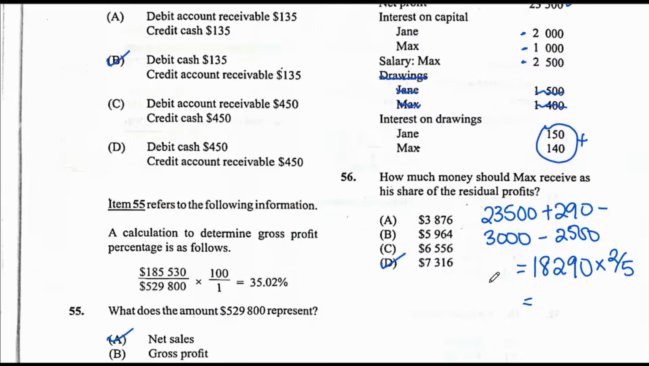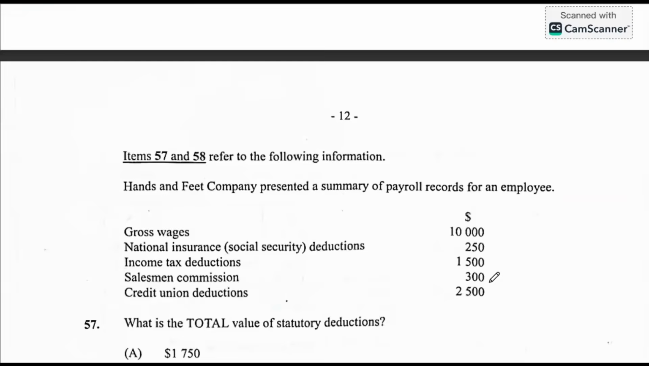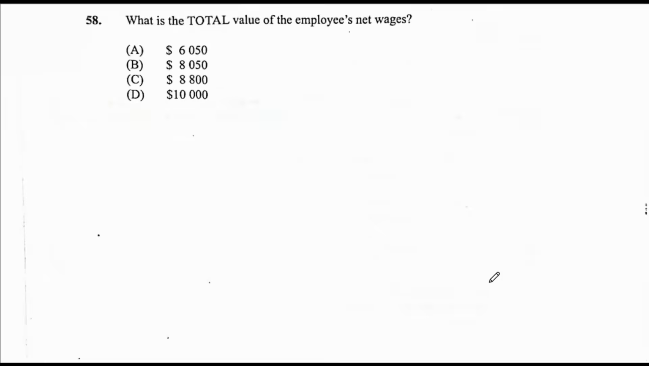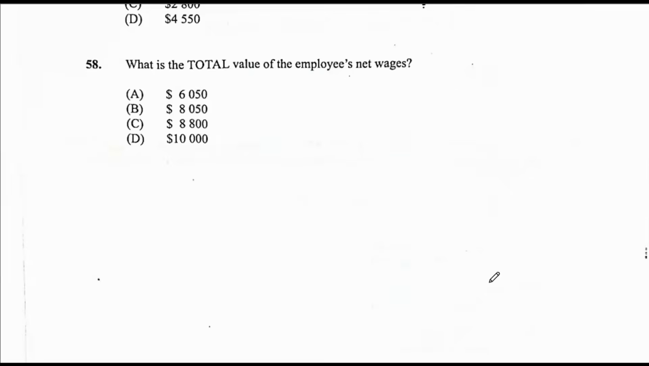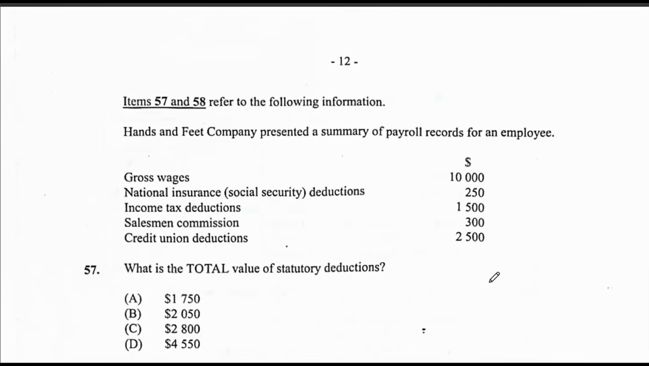Looking really good. Alright, time for us to move on to number 57 and 58 and finally 59. So not bad guys, right? So 57 and 58 are payroll questions. Let's check it out. Hands and Feet Company present a summary of payroll records for an employee: gross wage, national insurance, income tax deductions, salesman commission, credit deductions. What's the value of the statutory deduction?